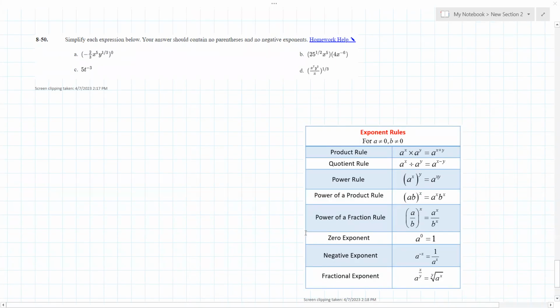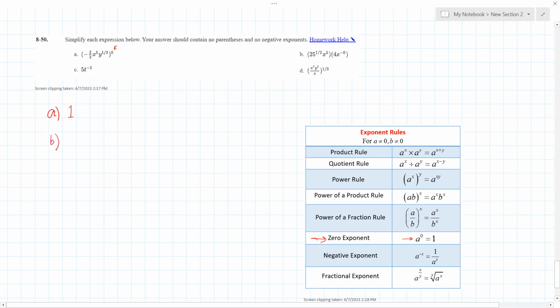Okay, so here in part A, the entire thing is raised to the zeroth power. As we see here, zeroth power. And with the zero exponent rule, any term raised to the zeroth power is 1, except for 0. So the answer is just 1.